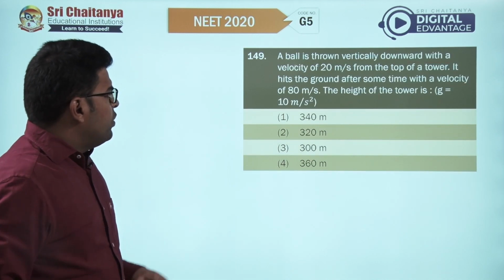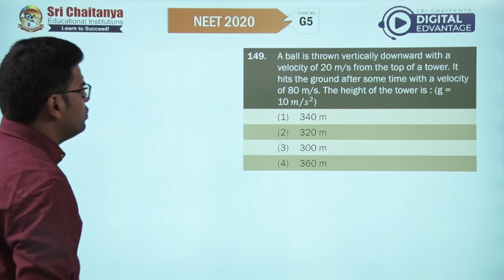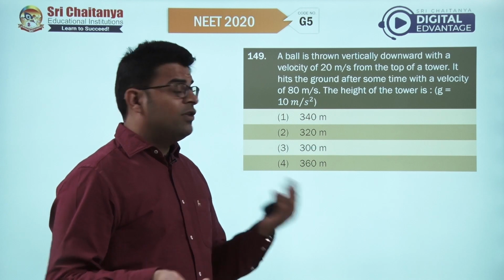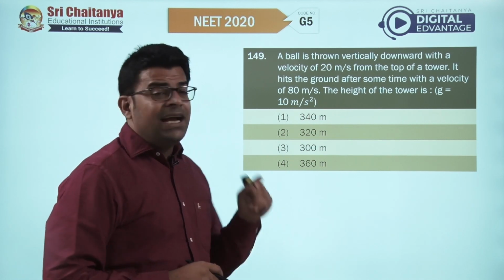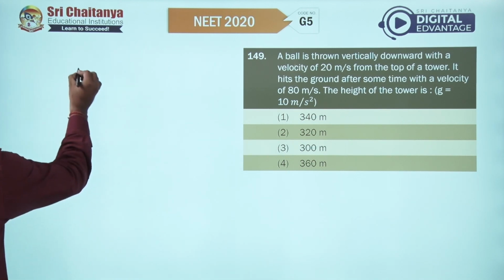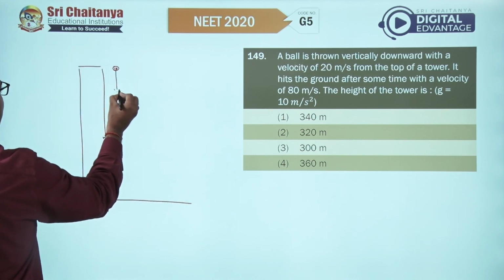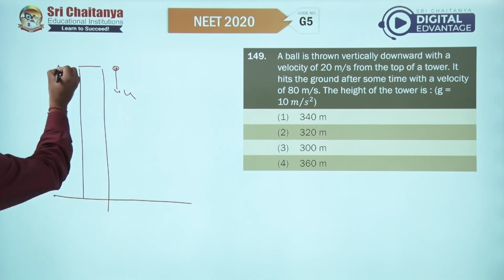Question number 149. A ball is thrown vertically downward with a velocity of 20 meter per second from the top of a tower. It hits the ground after some time with a velocity of 80 meter per second. The height of the tower is. So let's say we have got this tower and we throw a ball down with, let's say, a speed u, and let's say the height of this tower is h.